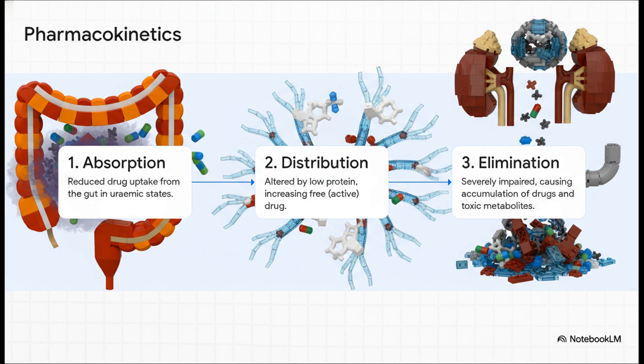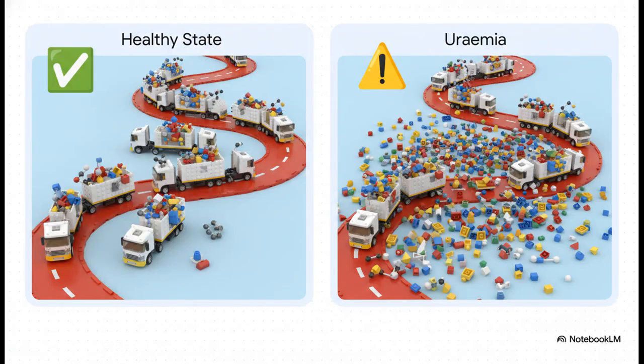And in a patient like Mr. Tan, kidney disease messes with all three. But the two we really have to zoom in on are distribution and elimination. Let's take a look.